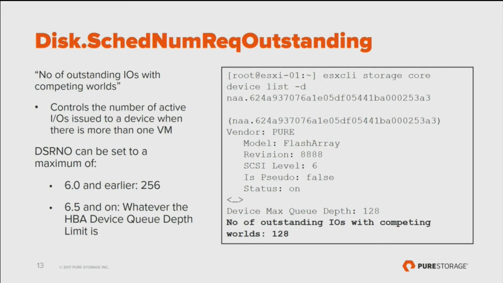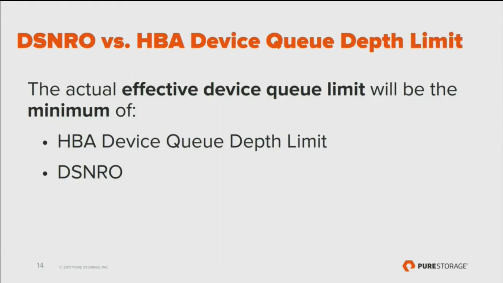This is to provide additional fairness, once again, in multi-VM environments. The single VM is like, well, whatever, just keep it open to whatever the HBA supports. So what is the actual effective queue depth limit with these two values? Because they're essentially the same values. This is a hypervisor level queue depth limit for this device, and the HBA is an HBA level one. So what is the actual number when these two come into play?